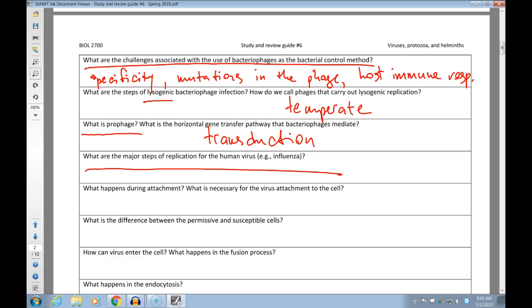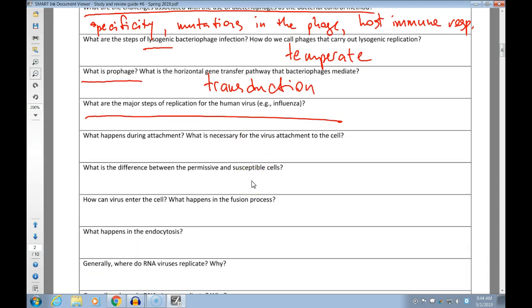Okay? Attachment. What happens during attachment? Virus binds to the receptor. That's the moment when there is an interaction between the receptor and the virus. Attachment. It's not penetration, it's not uncoating, it's attachment. During penetration, virus actually enters the cell. Okay? Right? So that's attachment. Receptor is necessary for the attachment.